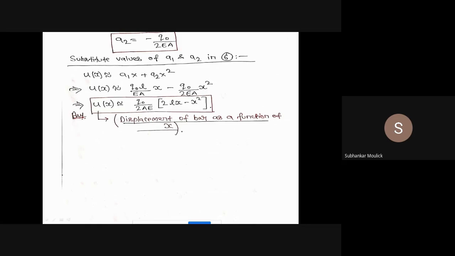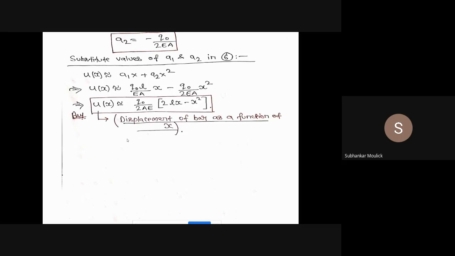Put the values of a1 and a2 in the assumed trial solution or displacement field, and you will get the final displacement field of the problem in terms of x. This displacement field is valid throughout the domain, from x equal to 0 to x equal to L. That means you can predict the nature of displacement at each and every point of the bar due to application of the surface load Q naught. Clear?